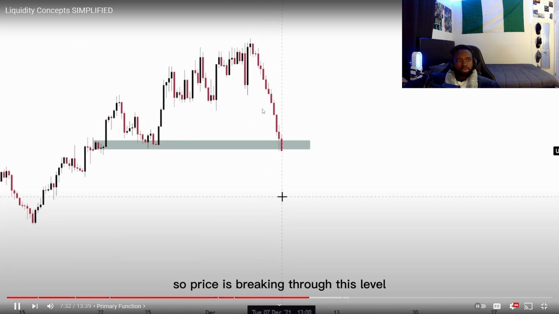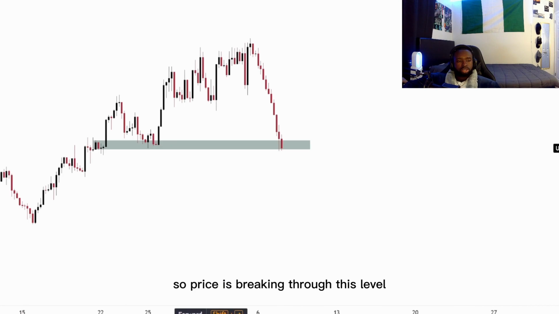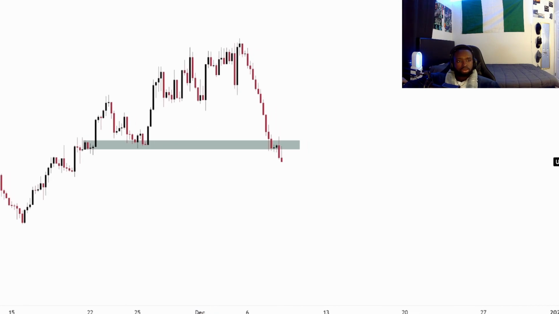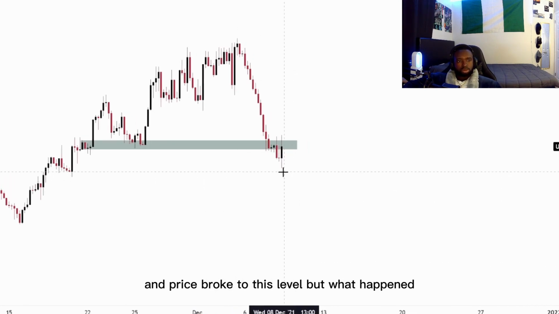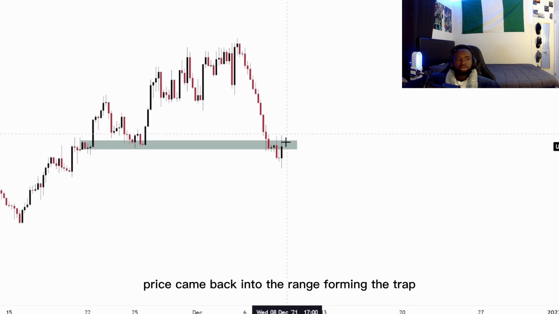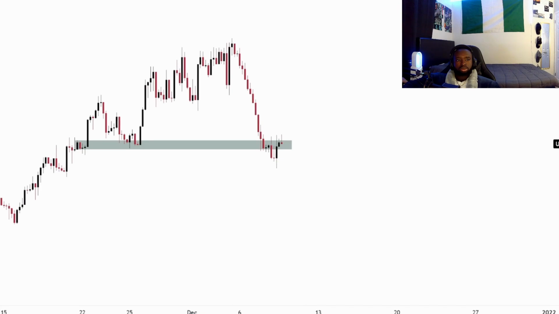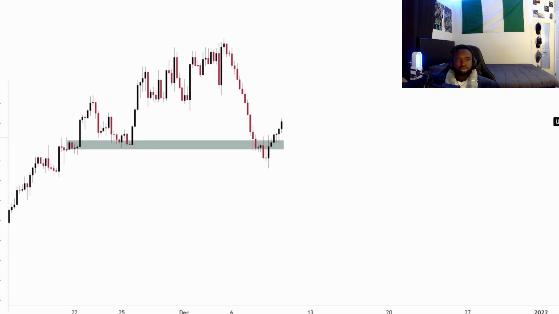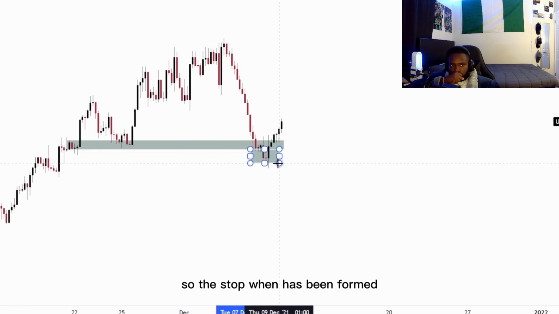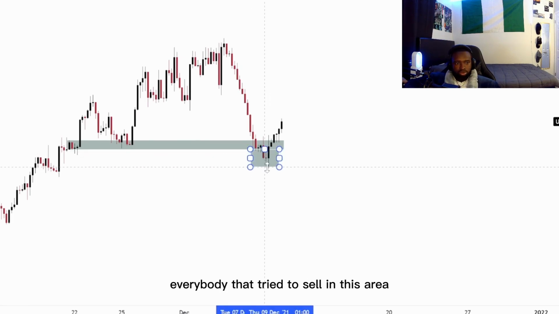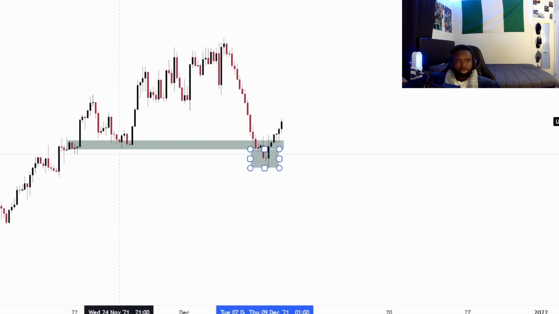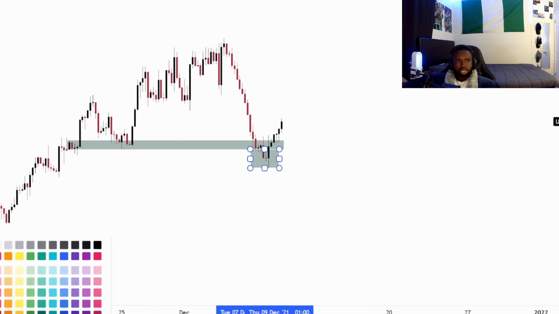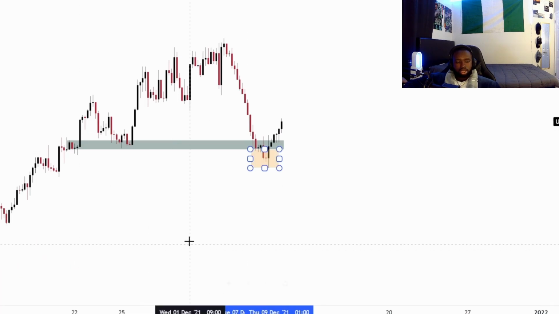So price is breaking through this level, and price broke through this level, but what happened? Price came back into the range, forming the trap, the stop hunt. So the stop hunt has been formed. Everybody that tried to sell in this area, it's taking out their liquidity. Or they got used as liquidity, my bad.